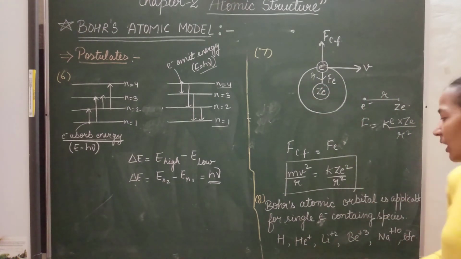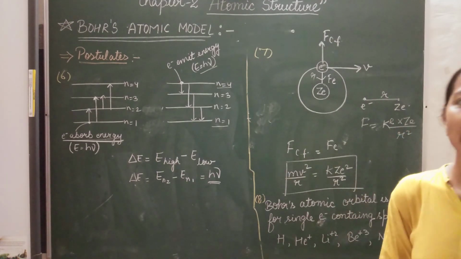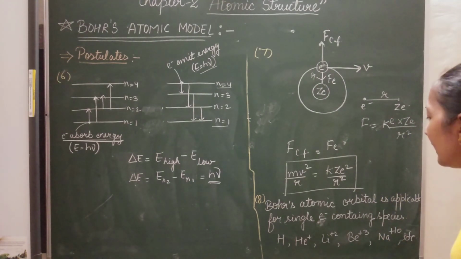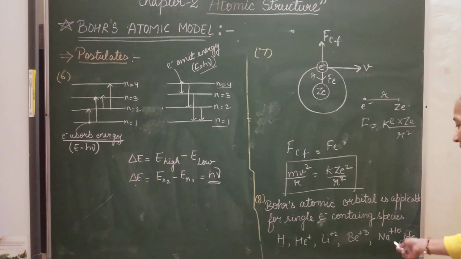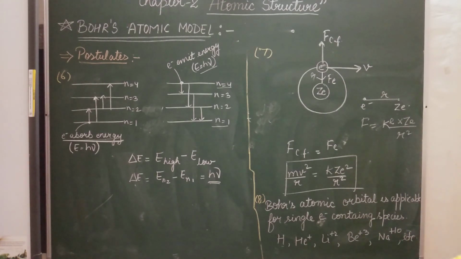Next, the last postulate is that Bohr's atomic model is applicable only to single-electron-containing species. Like hydrogen is a single-electron species, He plus is single-electron, sodium plus 10 means it has released 10 electrons, so it has a single electron. So Bohr's atomic model is applicable only to single-electron-containing species. And this is also one of the drawbacks of Bohr's model, that it is able to explain only single-electron-containing species. So these are the postulates of the Bohr atomic model.